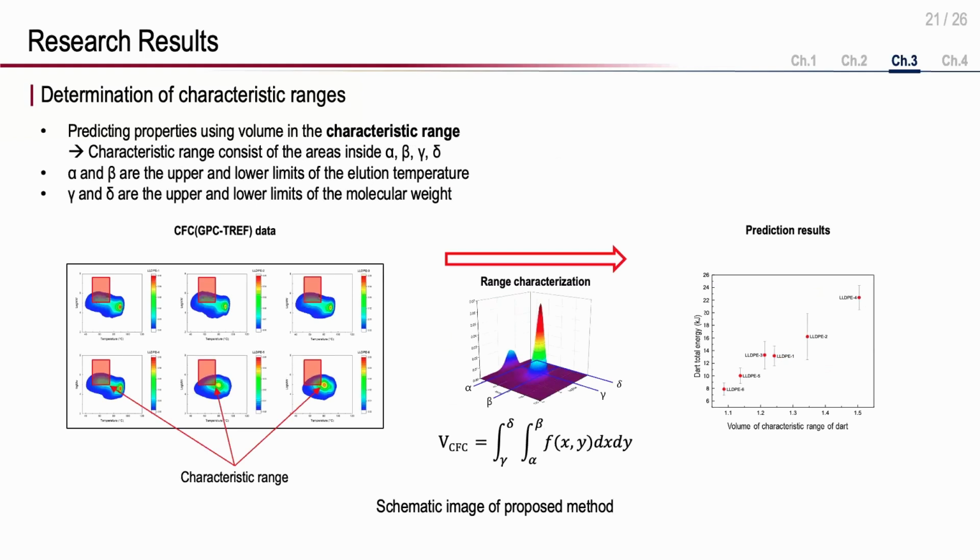And this is a schematic image of the proposed method. We are predicting the properties using volume in the characteristic range. This is the characteristic range. And the characteristic range consists of the area inside alpha, beta, gamma, and delta. Alpha and beta are the upper and lower limits of the elution temperature, and gamma and delta are the upper and lower limits of the molecular weight.